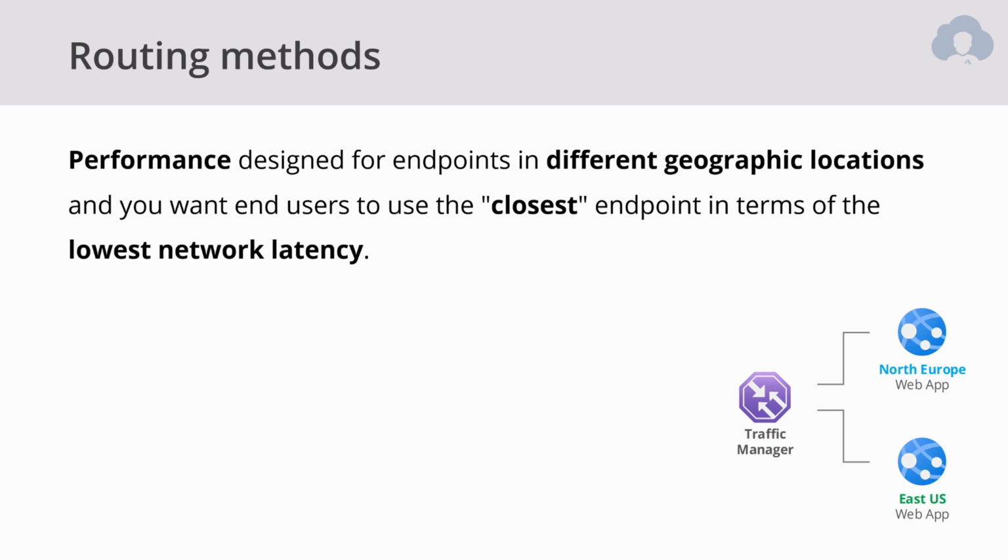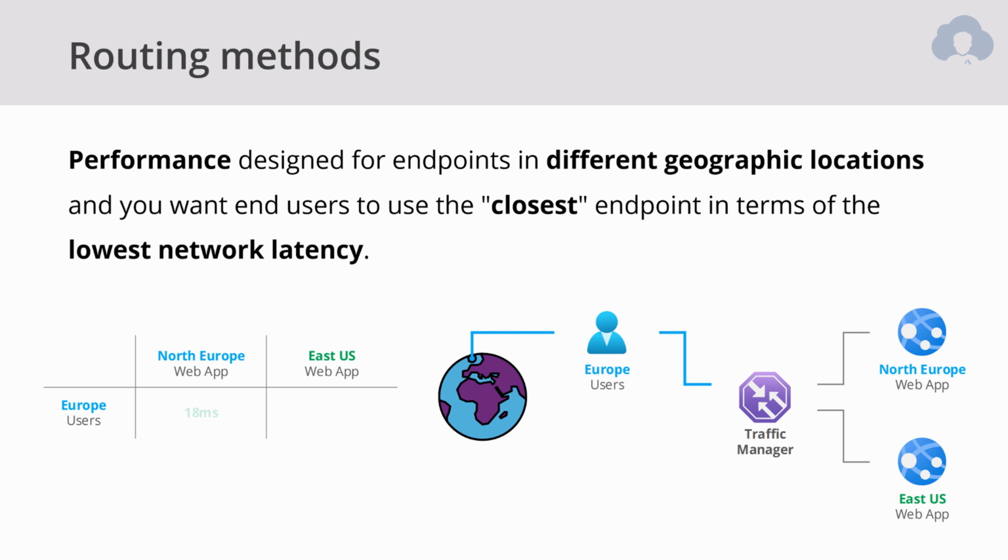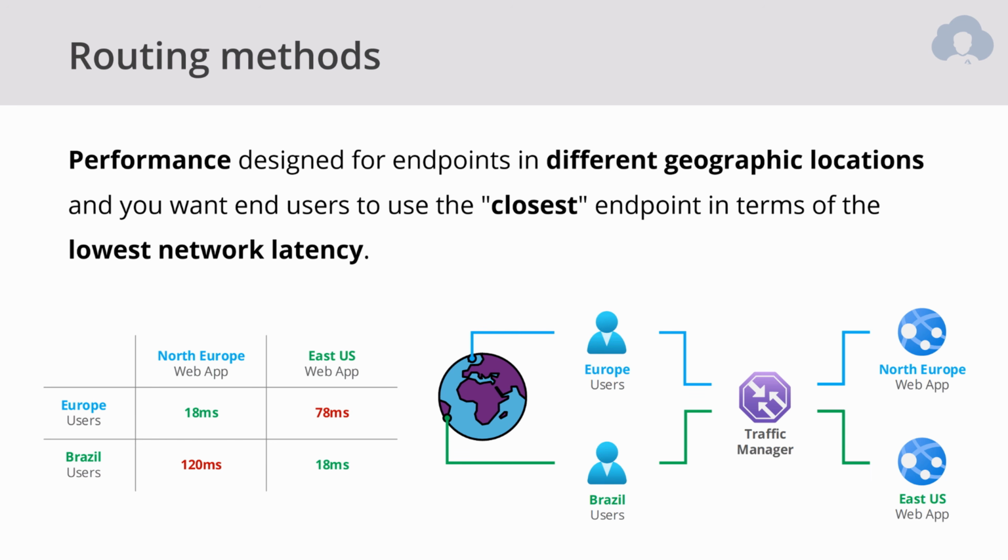In this example, if you have two endpoints behind your traffic manager, one for North Europe and one for East US, if your users are coming from Europe, they will be redirected to the North Europe web application, and in case of Brazil, they will be redirected to East US, because those are the closest service endpoints to them based on that network latency.